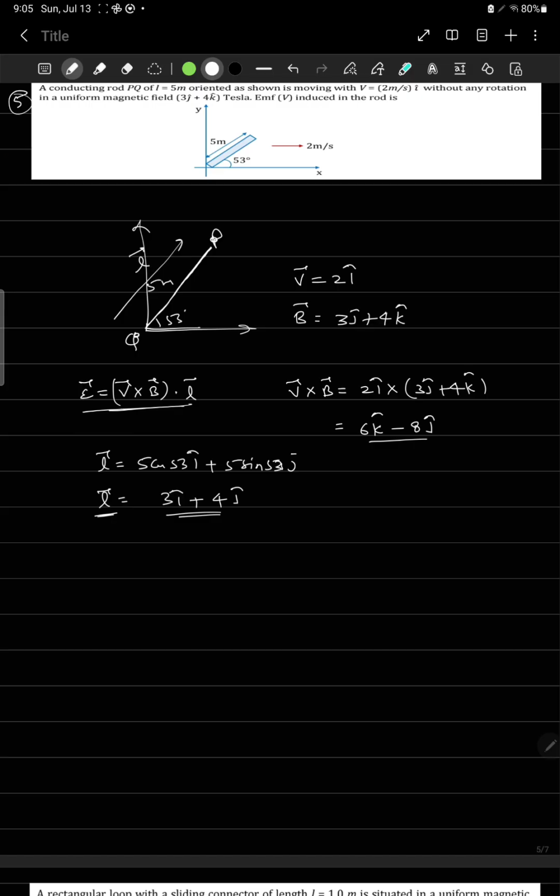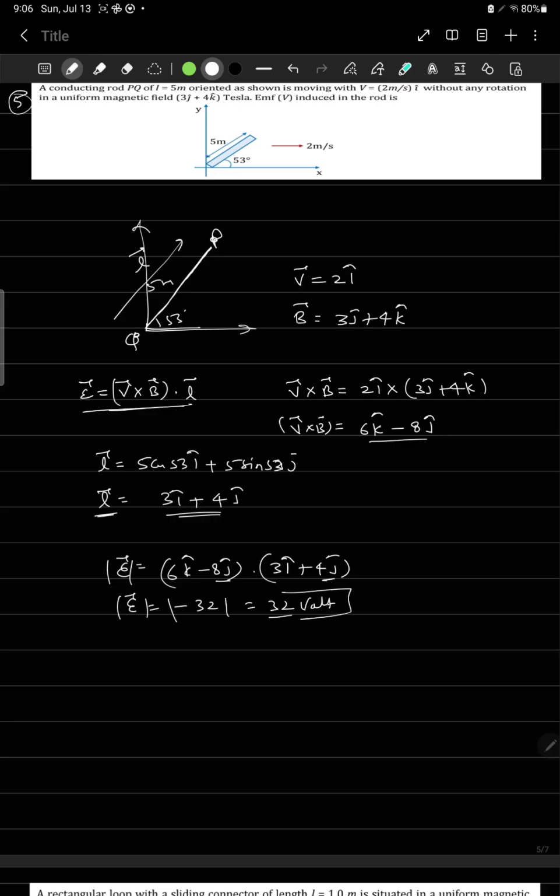Now this is the L vector, this is V cross B. Now do the dot product. So 6 K cap minus 8 J cap dot 3 I cap plus 4 J cap. The dot product is straightforward. So what is it here? Just see the same dot products of vectors, so it is minus 32. Okay, so the magnitude is 32. So 32 volt is the answer. Okay, so that's it. Let's move to the next question.